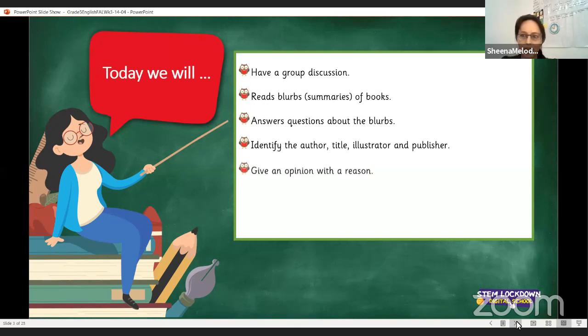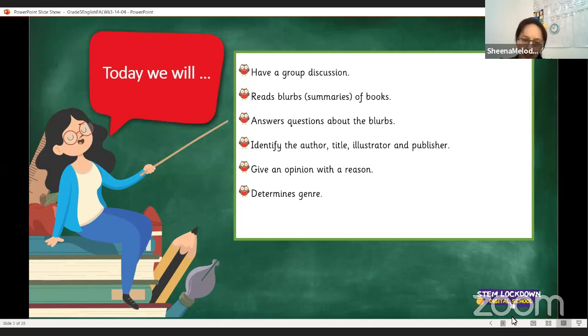Okay. And if you don't know what the publisher is, it's the person who actually prints the book. So when you write a book, you take it to your publisher and they print it so that we can read it. Give an opinion with a reason, so your point of view, but you need a good reason so that it shows that you really know about the book.